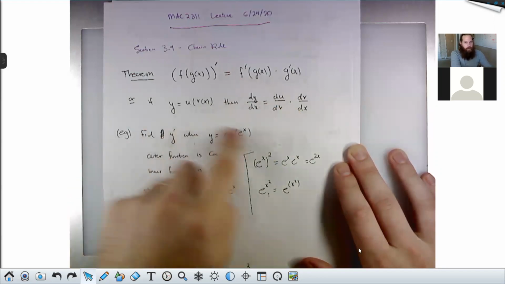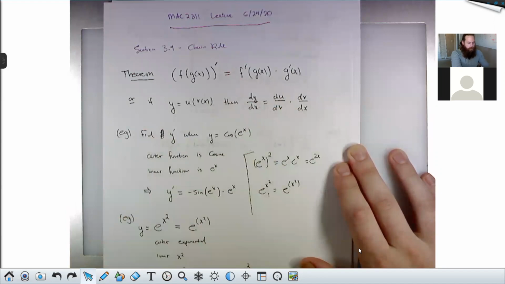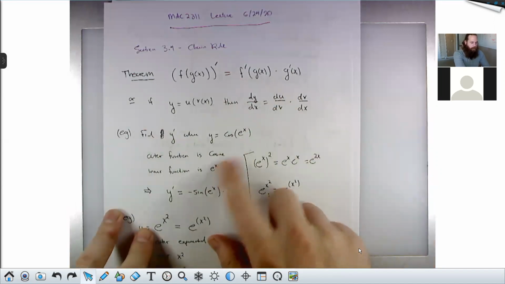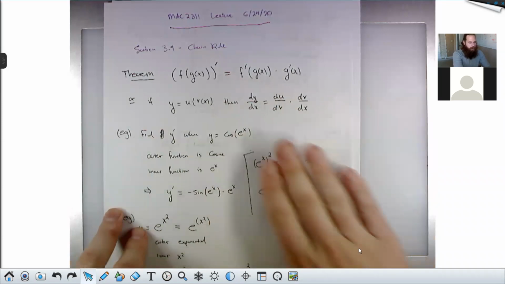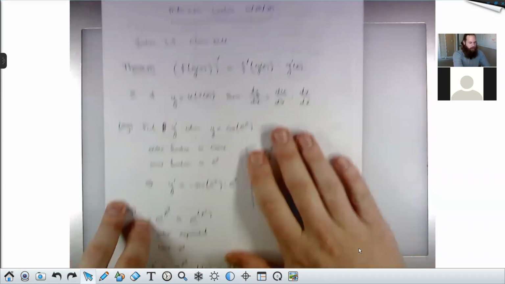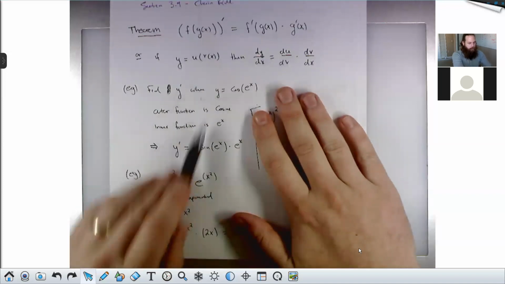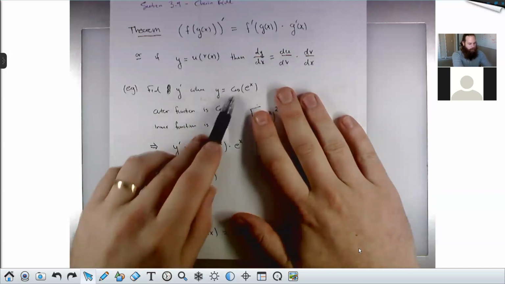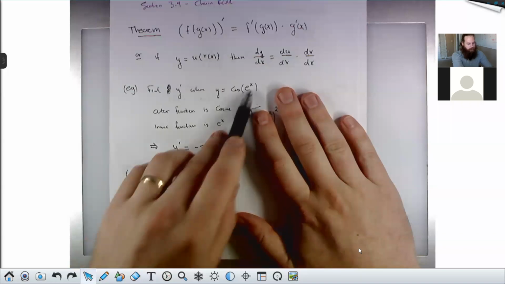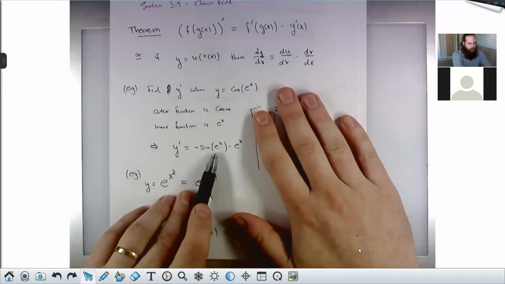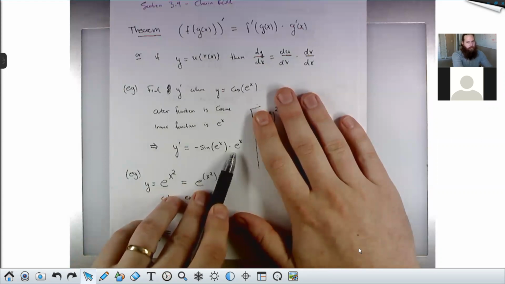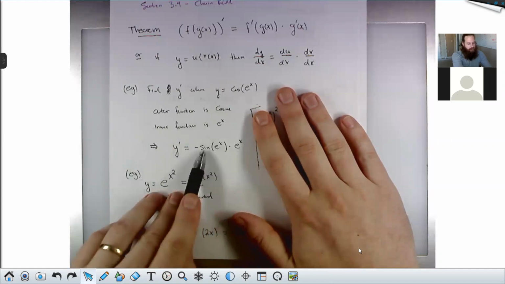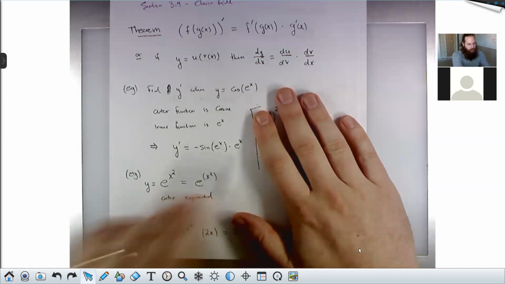In our first example, we differentiated cosine of e to the x. So my outer function is cosine. My inner function is e to the x. In order to calculate that derivative, we differentiated the outer function, cosine. It differentiates to negative sine, and we left the inside alone. So you differentiate the outer, leave the inside alone, and then multiply by the derivative of the inner. The derivative of the inner function, e to the x, is just e to the x. So you get negative sine of e to the x times e to the x.